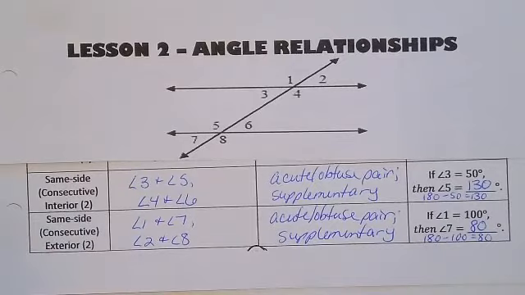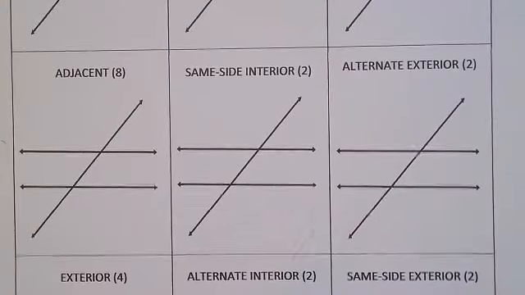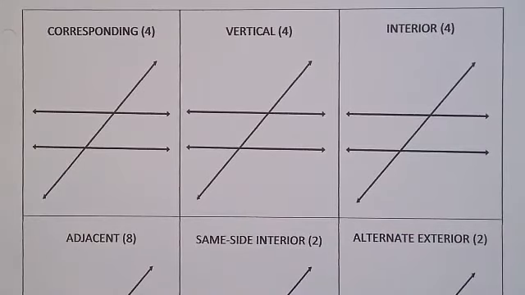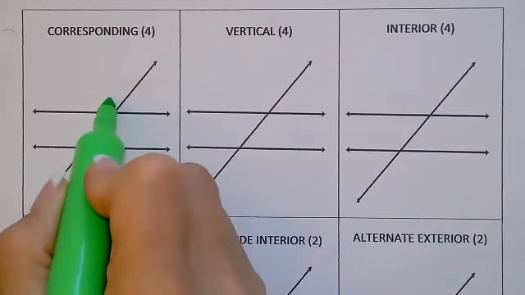Okay, now we're going to move to page 2, the next page in our notes. For this, you're going to need 4 different colors, whichever colors you choose. We're going to start off with identifying 4 corresponding angles. So I'm going to take my first color and I'm going to start right here.